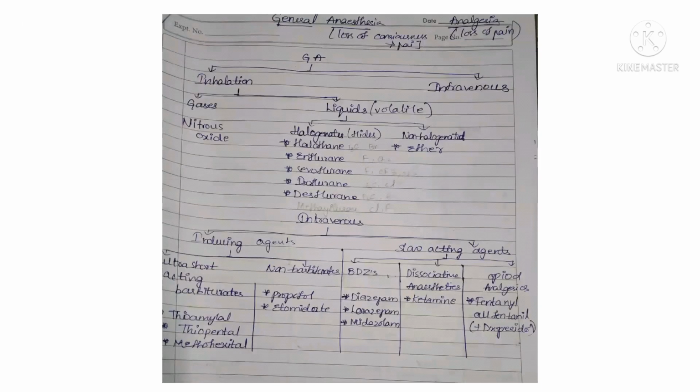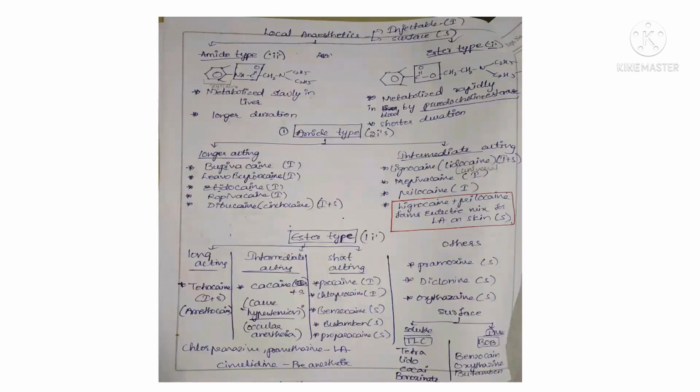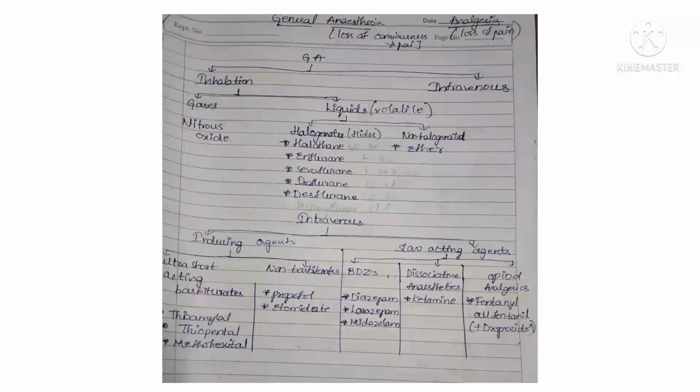Now we'll study the drugs. General anesthesia causes loss of consciousness and pain. It is of 2 types, inhalation and intravenous. Under inhalation, we have gases and liquids. Under gases, we have nitrous oxide, whereas under liquids, which are volatile, there are halogenated and non-halogenated. Under halogenated, we have halothane, enflurane, sevoflurane, isoflurane, and desflurane. Halothane definitely contains halogens, bromine and fluorine, whereas enflurane has fluorine, sevoflurane also fluorine, isoflurane fluorine and chlorine, and desflurane fluorine.